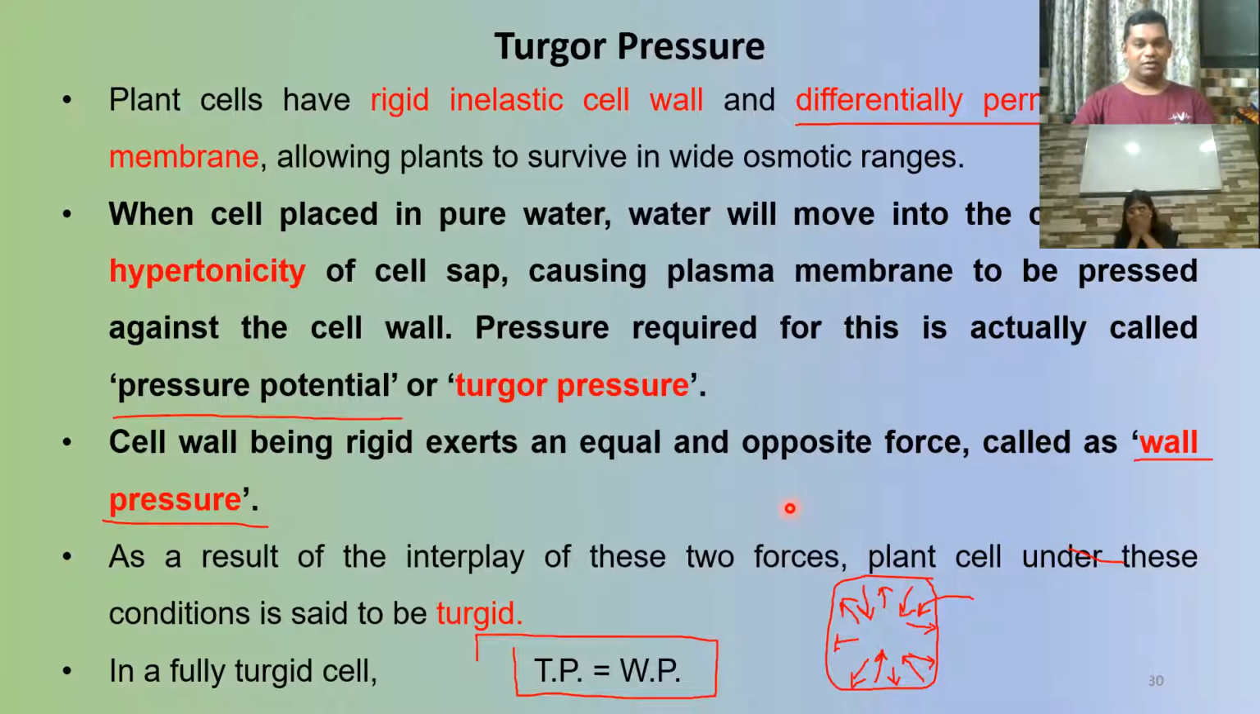Now, how is this turgor pressure and wall pressure associated with absorption of water by the roots? Imagine the root hair is in contact with the water in the soil. So the amount of water that must enter the root hair is determined by the turgor pressure and wall pressure in the root hair cell. What will happen to the root hair cell?